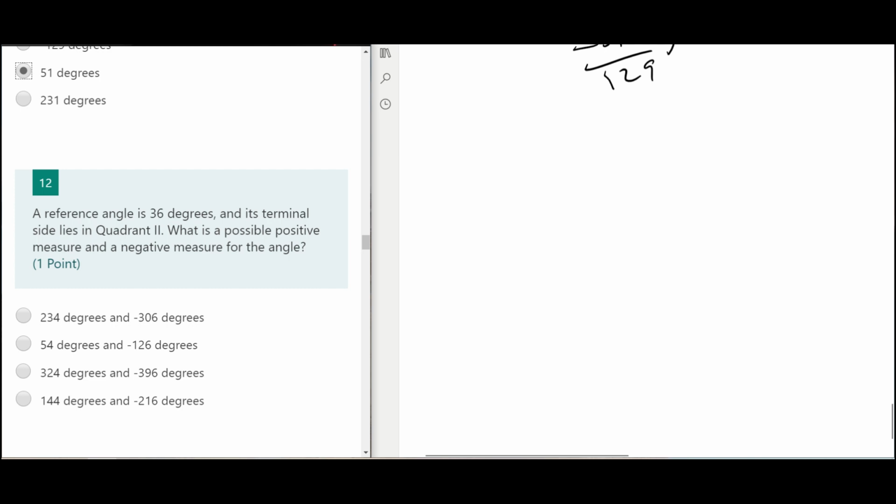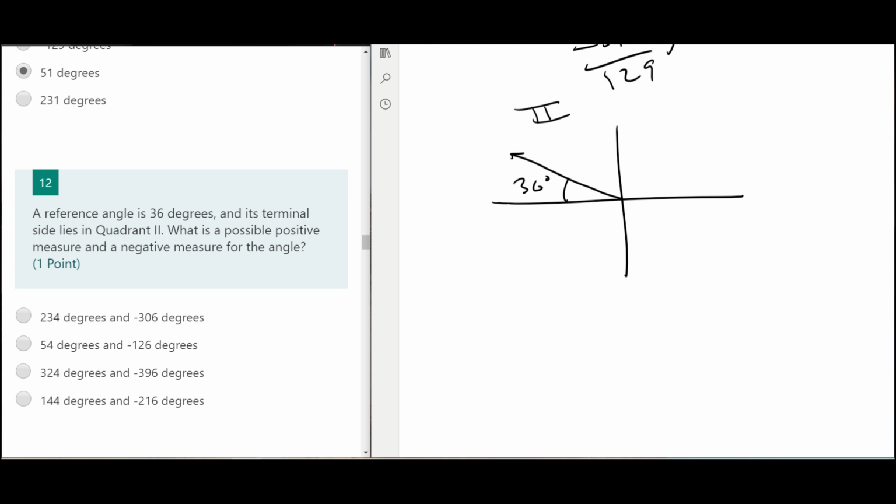All right, so number 12, a reference angle is 36 degrees, and its terminal side lies in quadrant 2. So we know that the angle is in quadrant 2. This is quadrant 2 here, and the reference angle is 36 degrees. So there's my guy right there. What is a positive measure and negative angle measure? So the positive angle measure will be this one right here, and the negative angle measure will be this one right here.